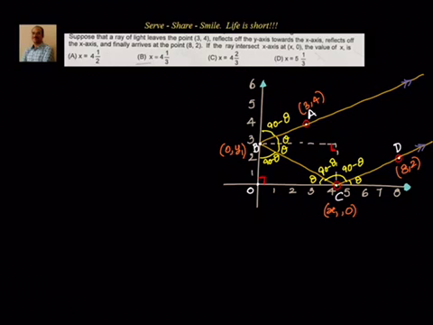Let us look at this interesting example related to coordinate geometry, straight lines concept, slopes of straight lines. We have been given that a ray of light leaves the point (3, 4), reflects off the y-axis towards the x-axis, reflects off the x-axis and finally arrives at the point (8, 2). If the ray intersects the x-axis at (x, 0), then the value of x is equal to how much?